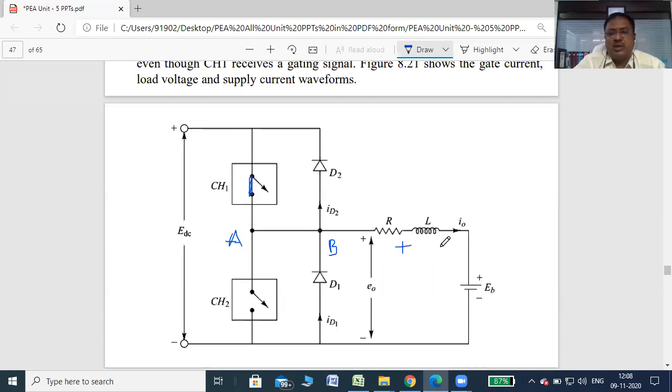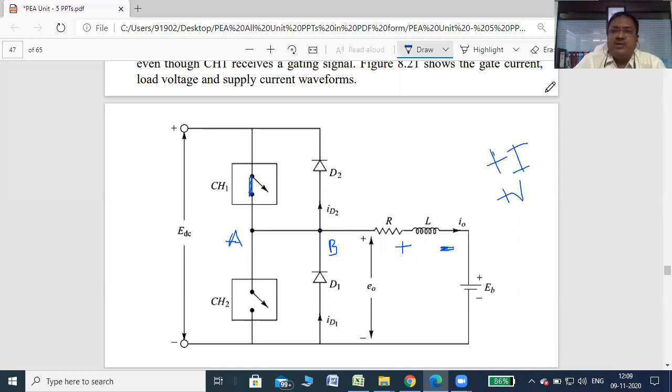This time the inductor stores the energy in its magnetic field with the polarity as shown in the figure. So current flows in the direction EDC positive, chopper 1, A, B, then R, then L, then the motor load, and then back to EDC minus. This time the output voltage is positive and the current is also positive. Both are positive in this condition.